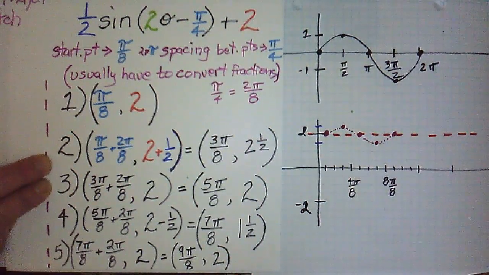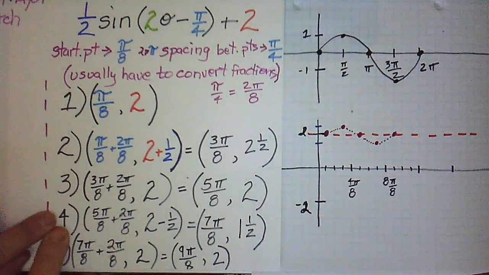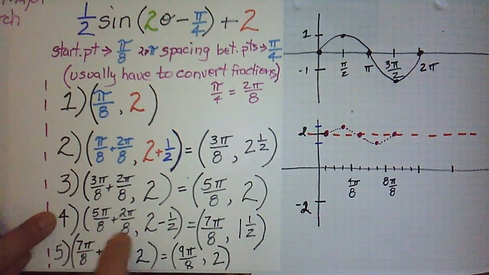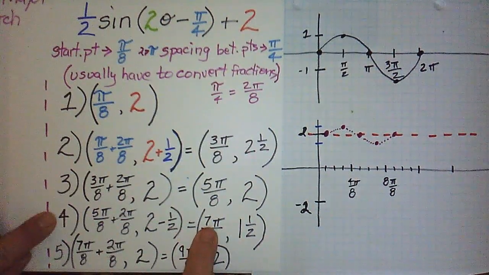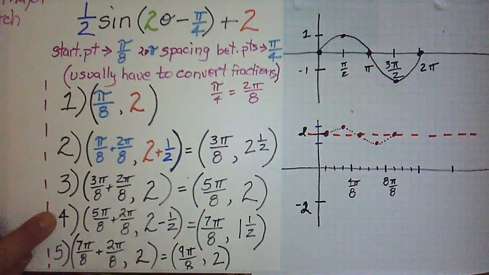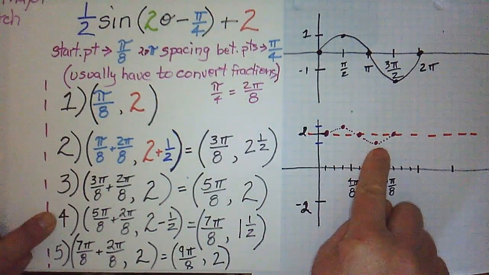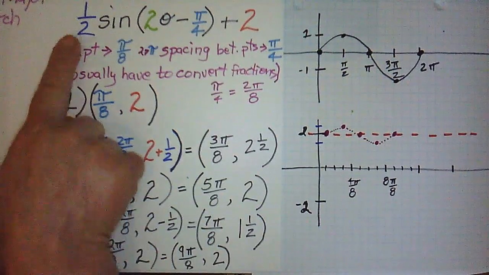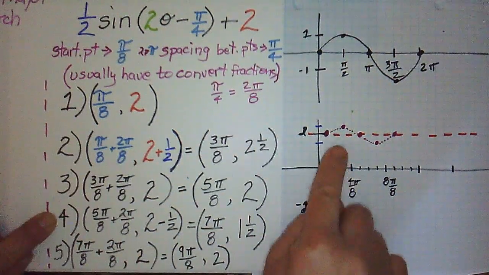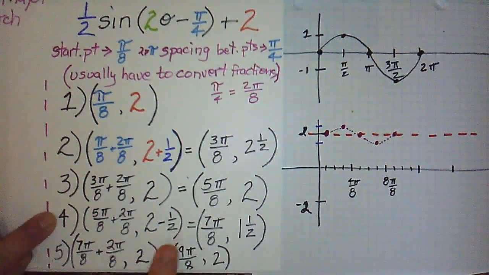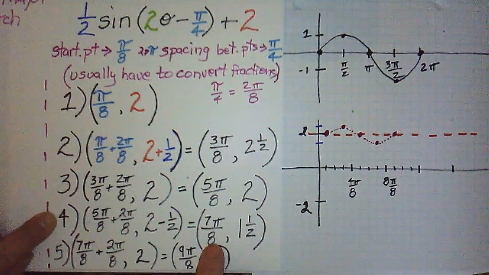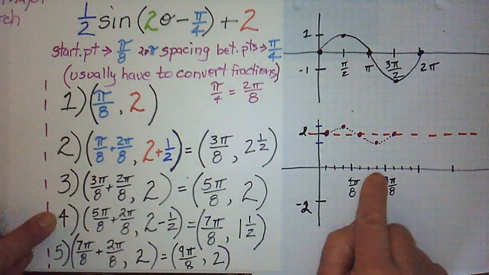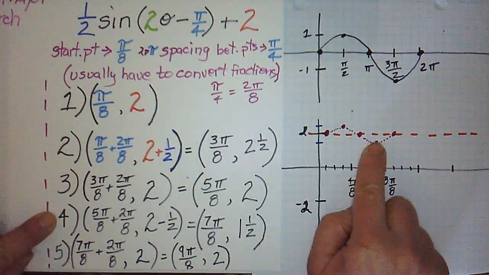Almost done. My fourth major point is my third point plus another 2 pi eighths. So 5 plus 2 is 7 pi eighths. And this time, because it's my valley, I'm going down, I'm going to subtract the amplitude from my midline, right? So that gives me 7 pi eighths, 1.5. 7 pi eighths, there's my x-coordinate, 1.5.